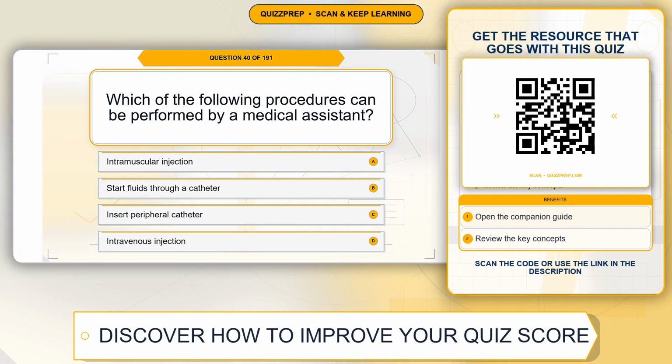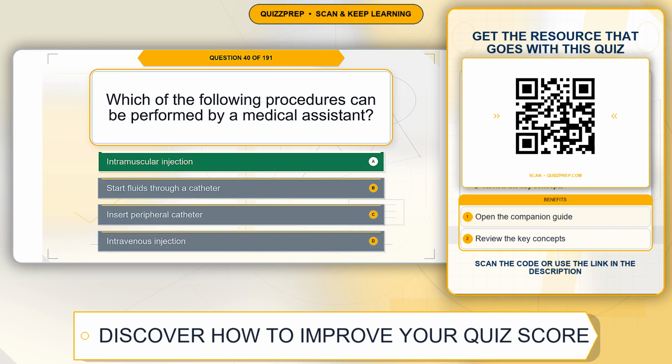Question 40. Which of the following procedures can be performed by a medical assistant? Option A, intramuscular injection. Option B, start fluids through a catheter. Option C, insert peripheral catheter. Option D, intravenous injection. The correct answer is option A, intramuscular injection.